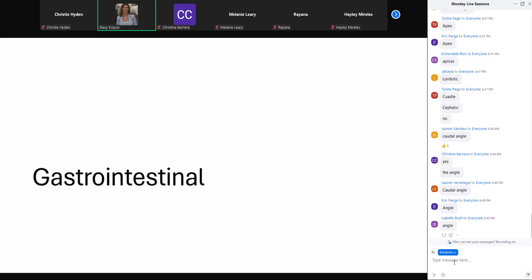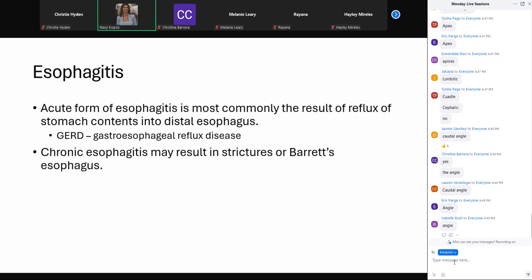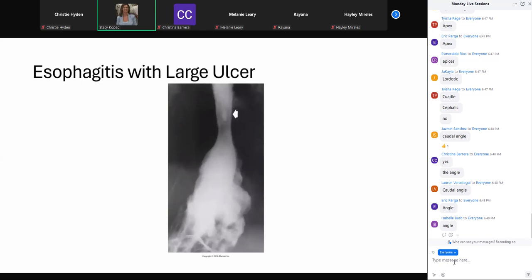Okay, gastrointestinal. Esophagitis. This is an acute form, is most commonly the result of reflux of stomach contents into the distal esophagus. So they'll call that GERD, your gastroesophageal reflux disease. And chronic esophagitis may actually lead to strictures or Barrett's esophagus. So you can see a little esophagitis there, and this one also has an ulcer in the esophagus.